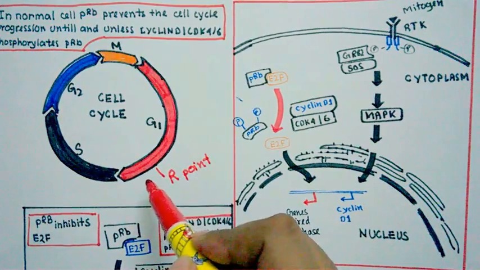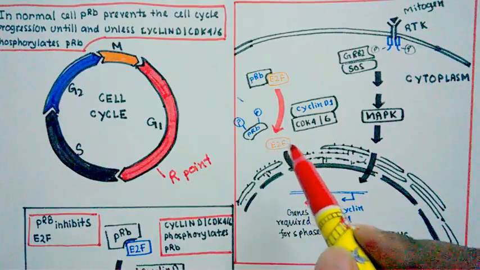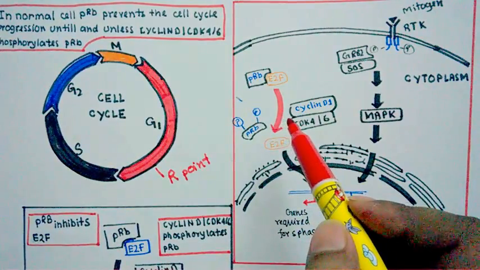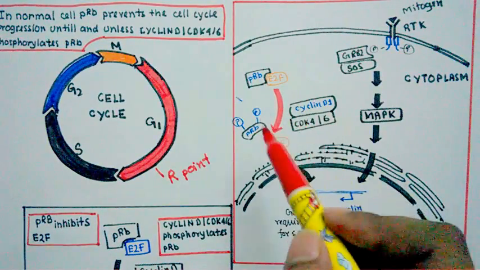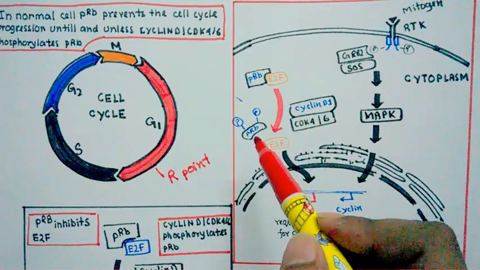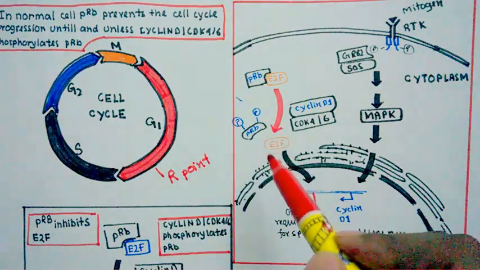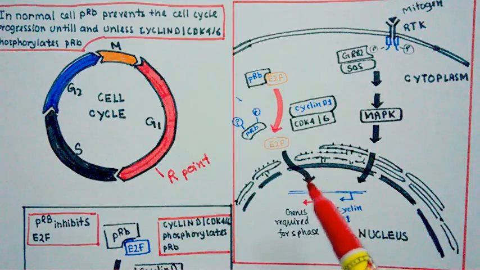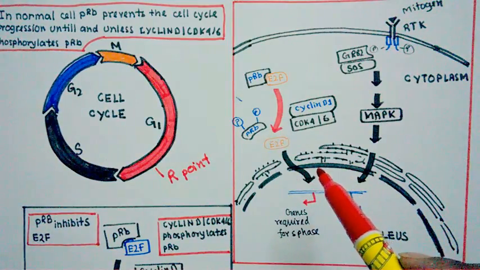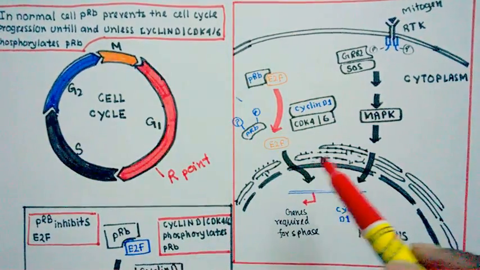After the R point, inside the cell there would be a lot of cyclin D and CDK complex. This complex can phosphorylate pRB, and when pRB is phosphorylated, it's no longer functional and it cannot hold E2F, and E2F can go into the nucleus and transcribe other genes that are required for the other stages of the cell cycle.